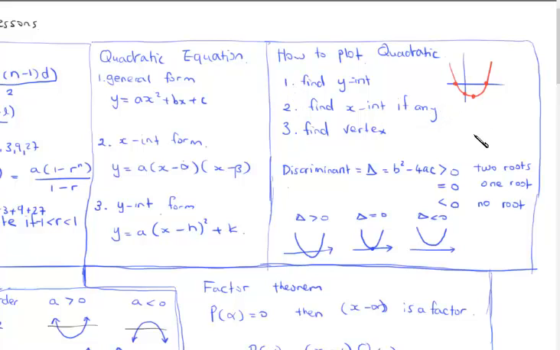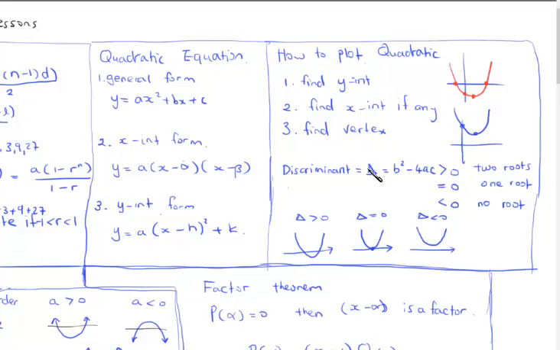Sometimes you will see cases where the quadratic equation is sort of like that. In that case, you don't have any x-intercept, of course. So that's the reason why I wrote find x-intercept if any. In this case, you can find the y-intercept and the vertex there.